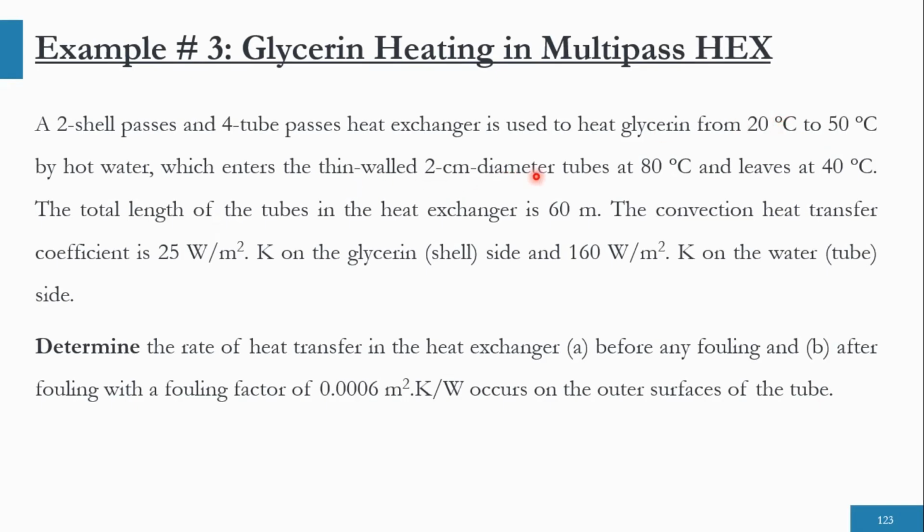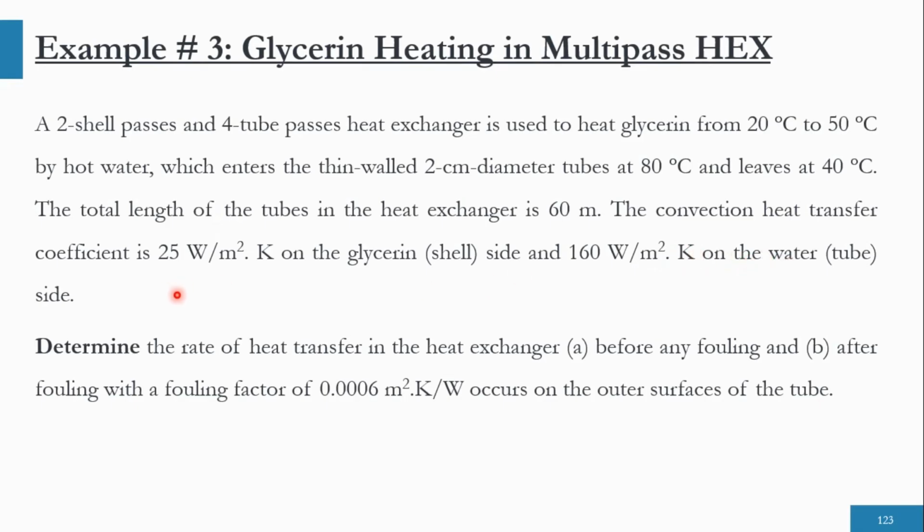And we have been given the information about the tube that it is thin walled and the diameter is 2 centimeters. The total length of the tube in the heat exchanger is 60 meters. The convection heat transfer coefficient is 25 watt per square meter per Kelvin on the glycerin, which is the shell side. Glycerin is in the shell side while the hot water is in the tube side. And 160 watt per square meter per Kelvin on the water tube side.